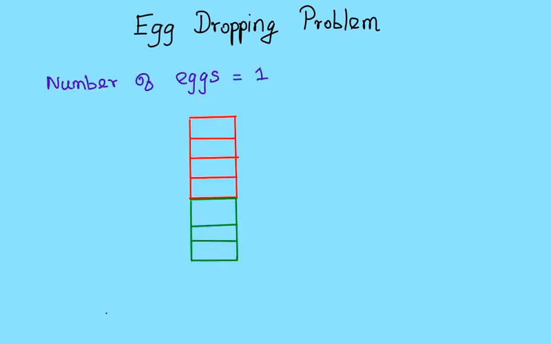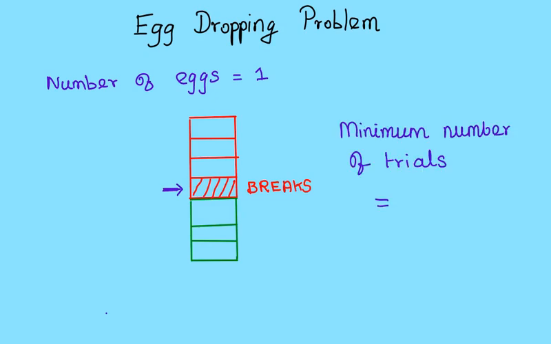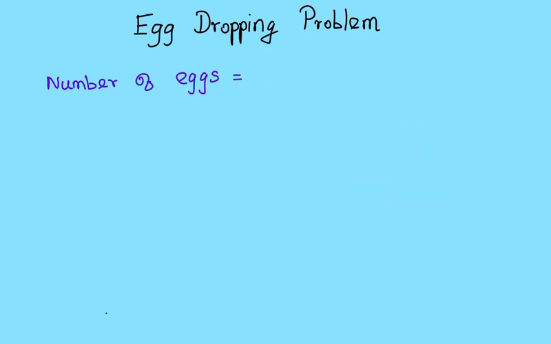Suppose you are given only one egg, then to find the first unsafe floor, we have to check the floors linearly from floor number 1, then floor number 2, and so on till the egg breaks. And that will be the first unsafe floor. In the worst case, we have to check all the n floors, so the minimum number of trials needed to find the first unsafe floor in the worst case given only one egg is n, the total number of floors. But we can do better when we are given more than one egg.